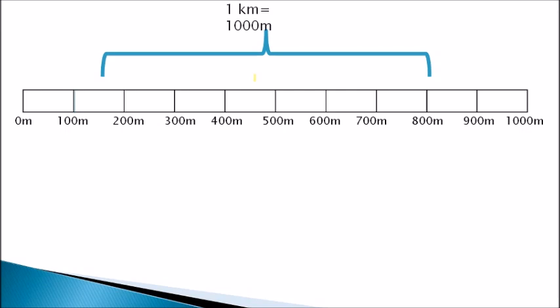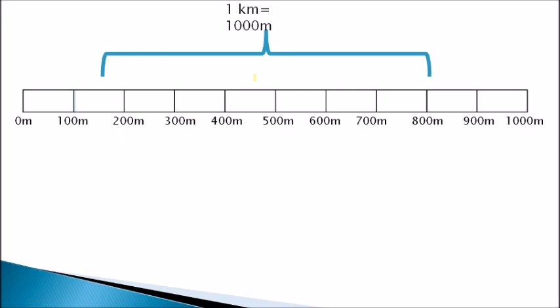Now let's see it in detail. Here you can see these are the lines for kilometer. It starts from 0, then 100 meter, 200, 300, 400, 500, 600, 700, 800, 900 and 1000. And these 1000 meter are considered as 1 kilometer. So 1 kilometer is equal to 1000 meter. 1 kilometer consists of 1000 small lines of meter.